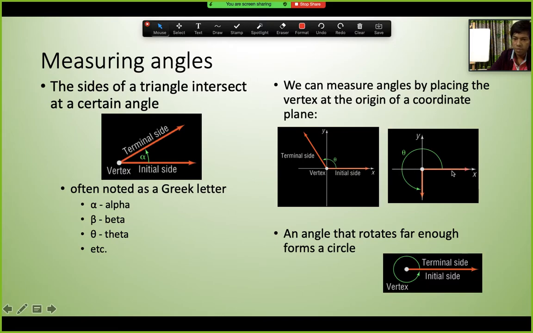If you count it from this direction, then we will say that this is negative 90 degrees. And if this line completely rotates one time, this is called 360 degrees, because you can see the line could be here 90, then another 90, then another 90, then another 90. Total is 360 degrees: 90 plus 90 plus 90 plus 90.